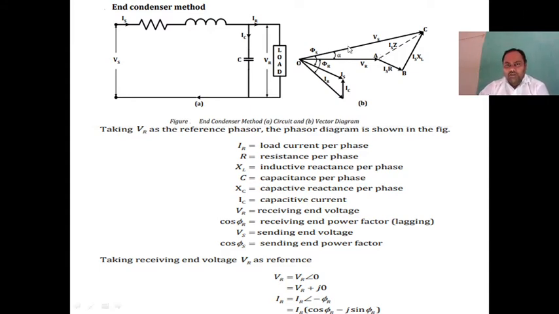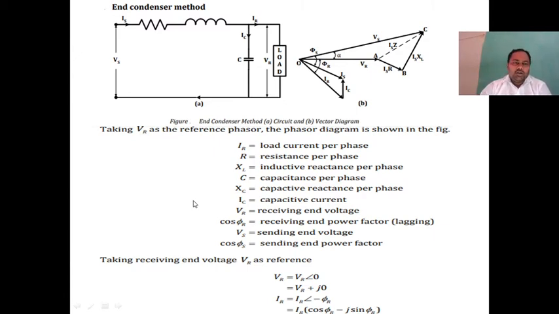If you observe carefully, the sending end voltage is more, so automatically the sending end current magnitude is less. The receiving end voltage magnitude is less compared to the sending end voltage. The receiving end current magnitude is high. So this represents both magnitudes and directions. So this is a vector diagram.